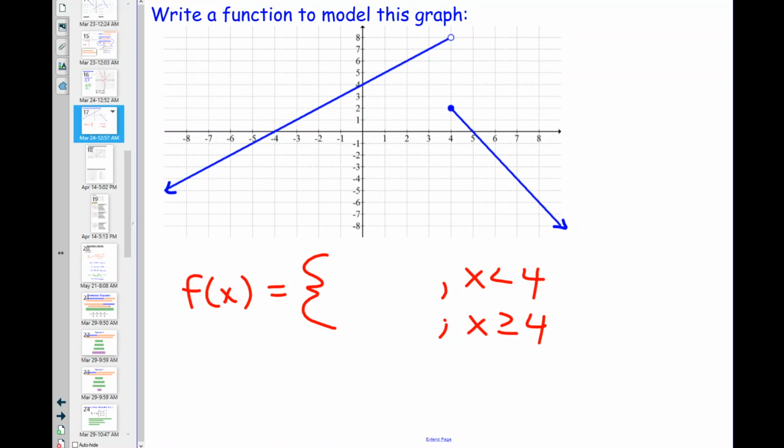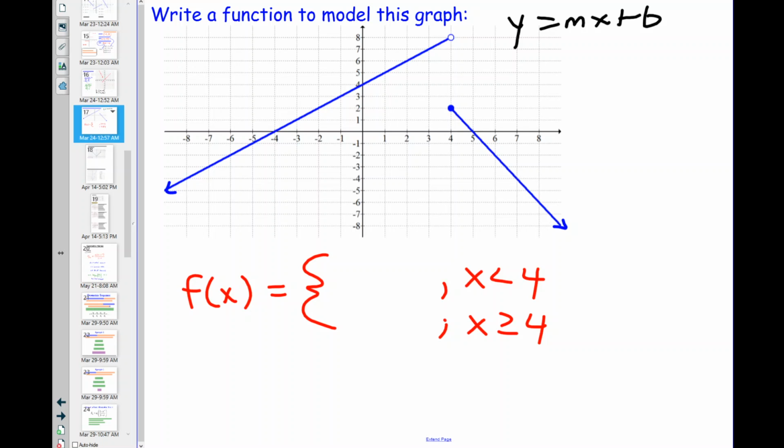So now, yeah, we got to come up with a function rule, right? And can we agree what types of functions these are going to be? They're both linear. And the most common way of writing a linear function is slope-intercept form, which is y equals mx plus b, which would mean I need the slope and I need the y-intercept.